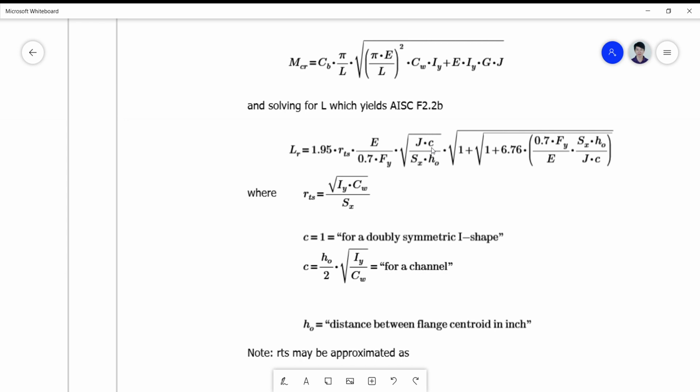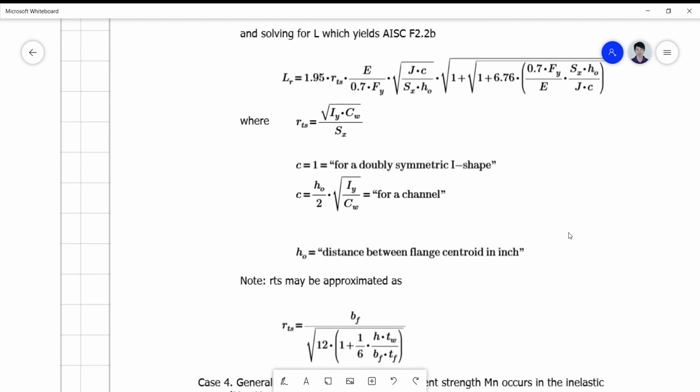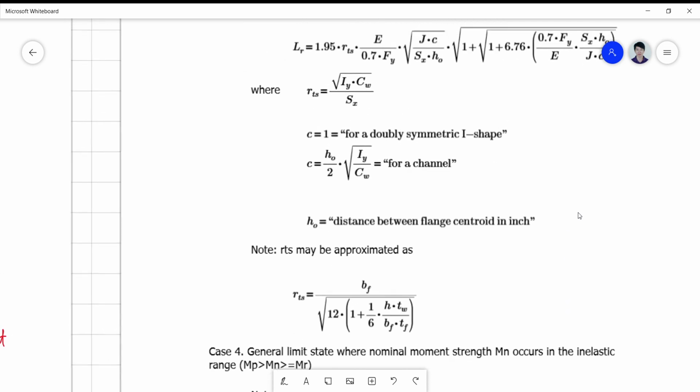So another new parameter here is the C parameter, which is simply a dimensionless factor equivalent to 1 for a doubly symmetric I shape, and ho over 2 square root of Iy over Cw for a singly symmetric I shape such as the channel shape. And ho is simply the distance between the centroid of the two flanges. We are using an English unit here, therefore your value of ho must be in inches. So rts can also be approximated by using this formula, in case you don't know the values of your Iy and Cw.